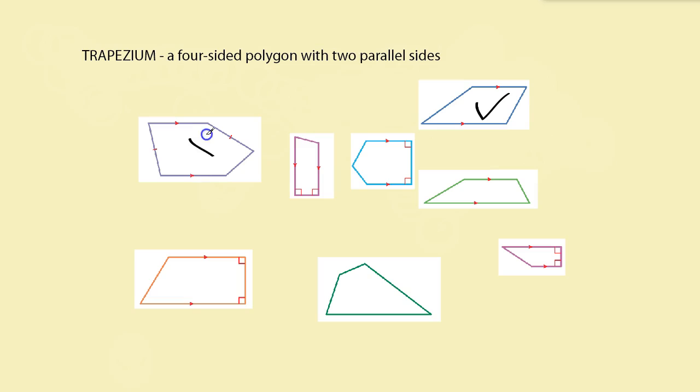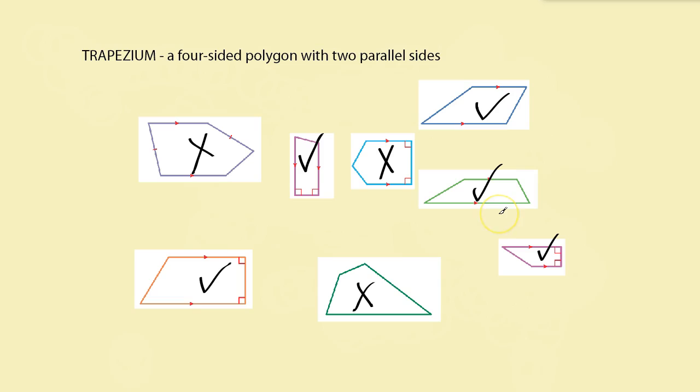This is not a trapezium. It has five sides, so not a trapezium. This is a trapezium. Again, it's got four sides, two of them are parallel as shown. This is not. Again, it's got five sides. This one is. This is not, although it has four sides, none are parallel. And this last one is a trapezium.